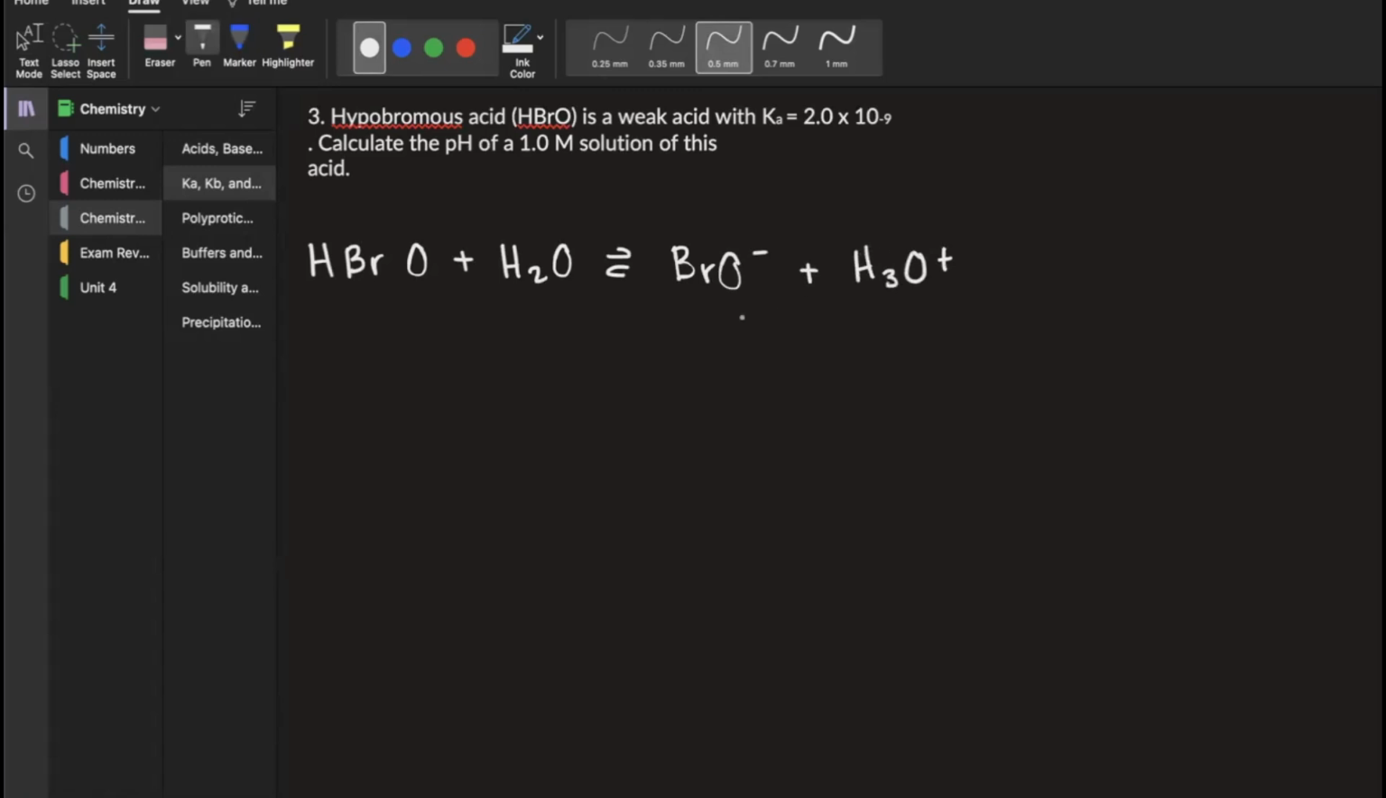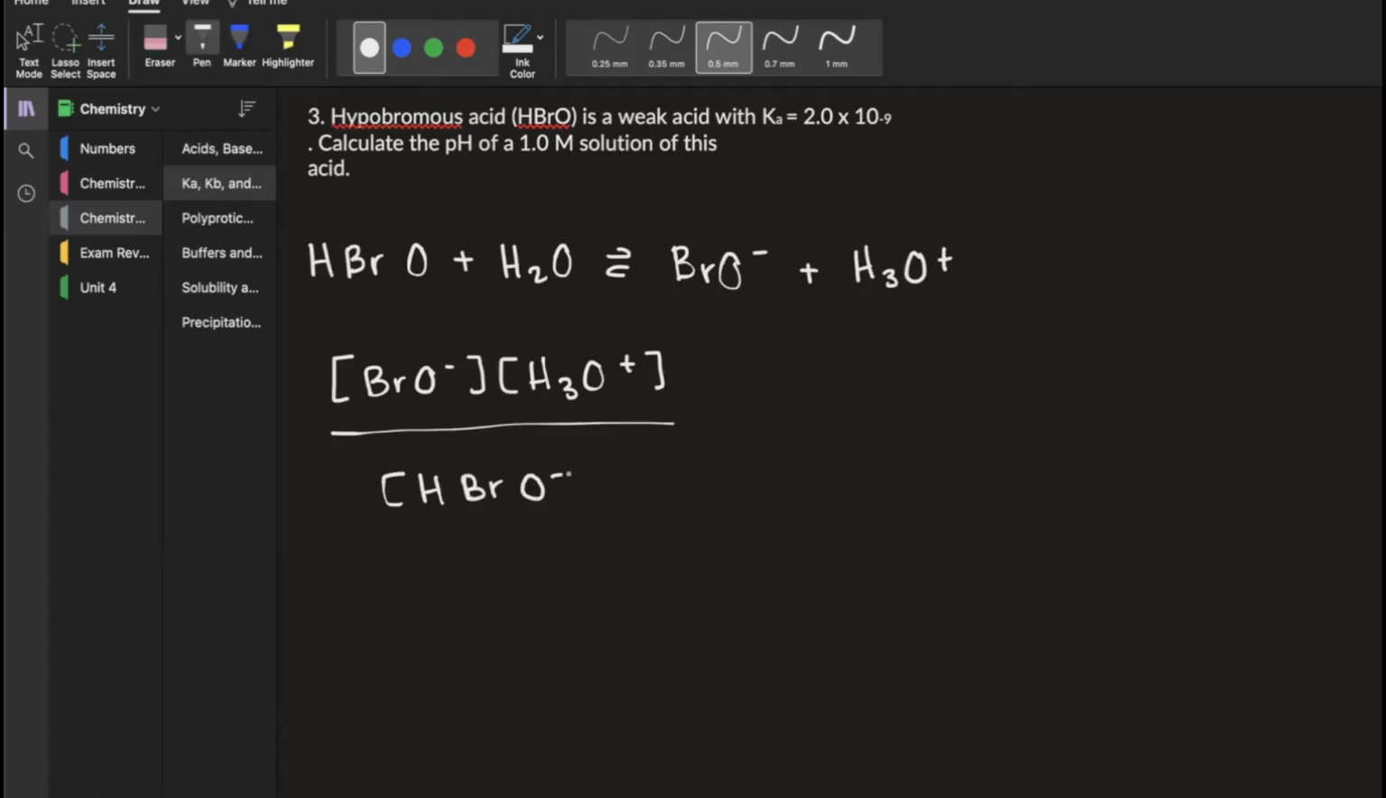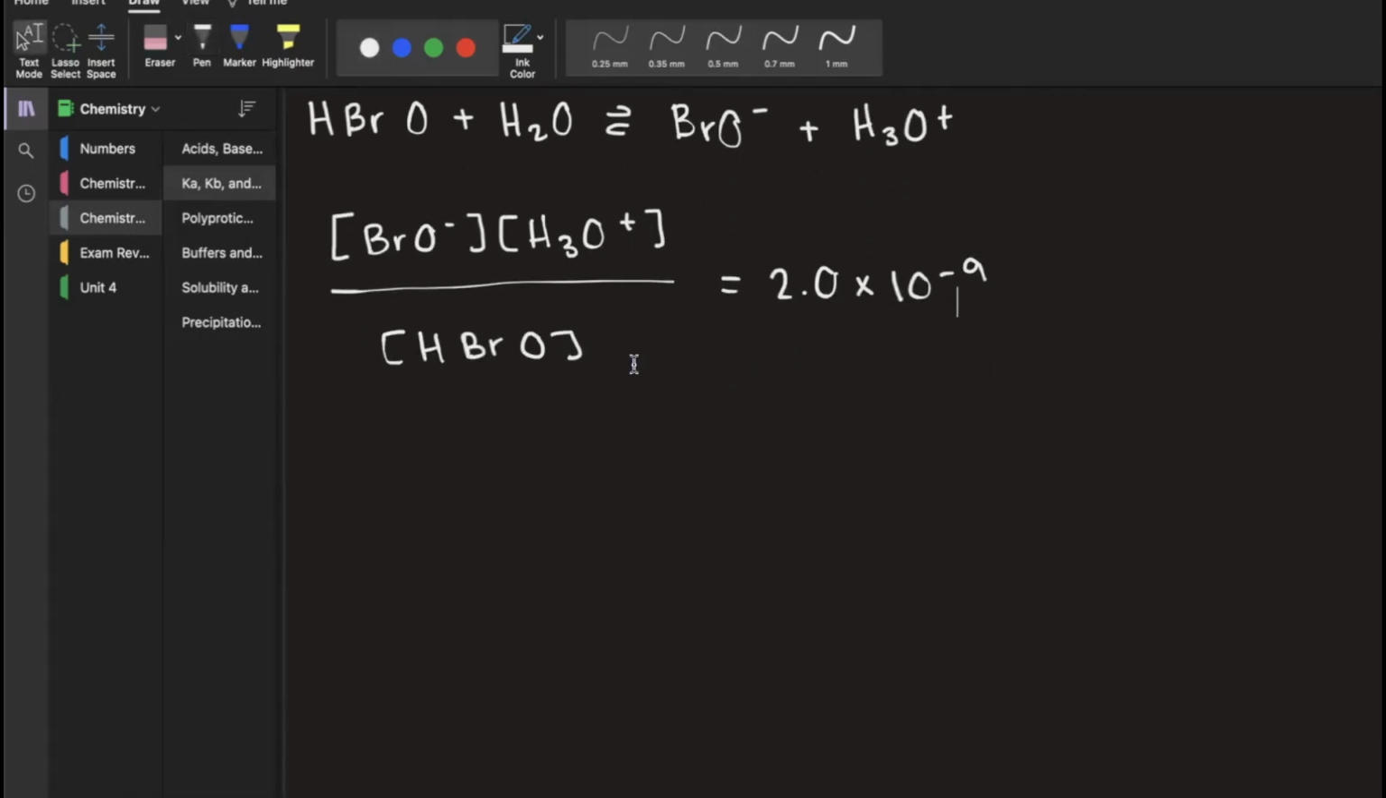We're going to write the expression for Ka, which is BrO minus times H3O plus over HBrO. We know that this expression is equal to our Ka, which is 2.0 times 10 to the negative ninth. What it asks is to calculate the pH, so we want to find the concentration of H3O plus. To do so, we write our ICE chart.